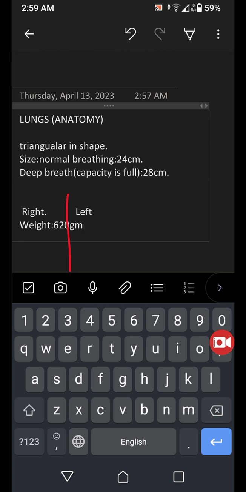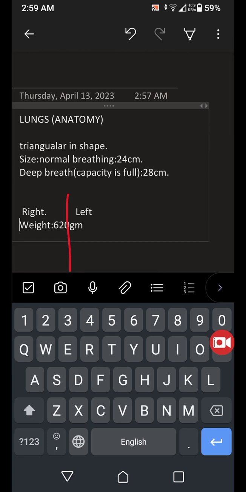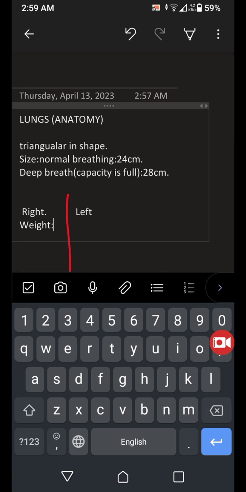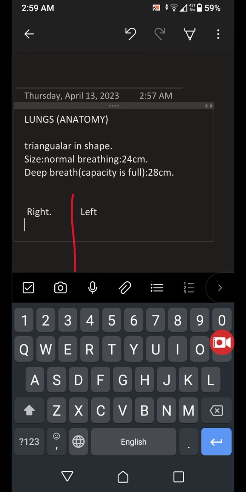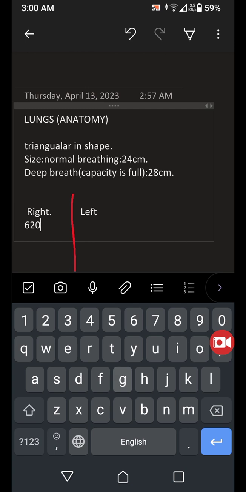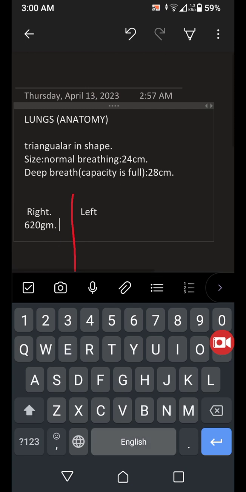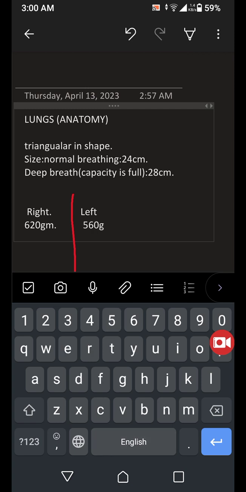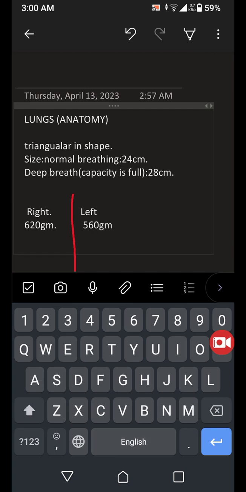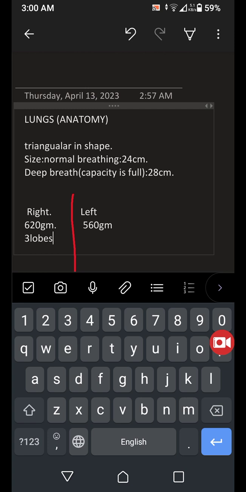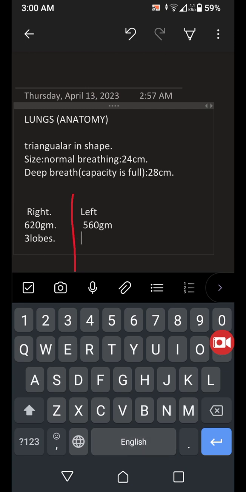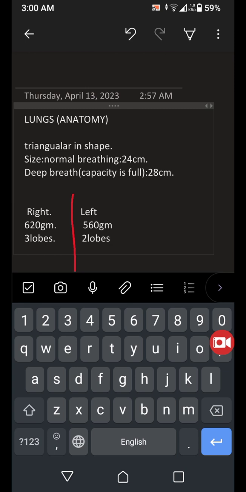Okay, so basically, the weight of right lung is 620 gram, and the weight of left lung is 560 gram. Okay, then the right lung contains three lobes, but the left lung contains two lobes.